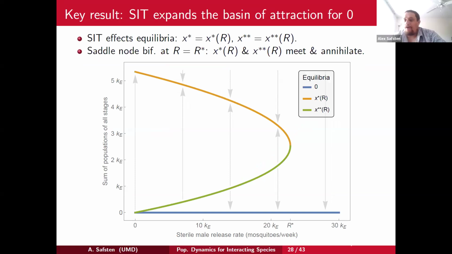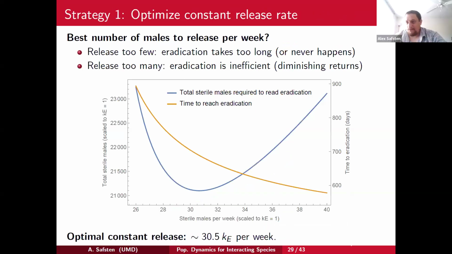But if I'm too far to the right, if I go too crazy with the release rate, I'll just be releasing too many mosquitoes to have an effect. There'll be diminishing returns on my investment. So somewhere in the middle, there's an optimal release rate, numerically determined here. That release rate, at least for these parameters, which again we're using parameters measured in the lab and in the field to model the population dynamics of mosquitoes, appears to be about 30 times the carrying capacity per week.